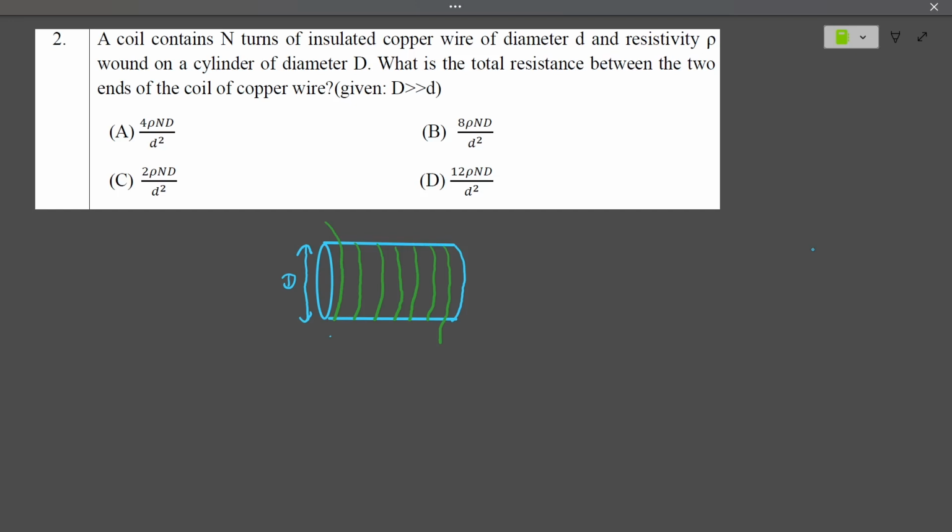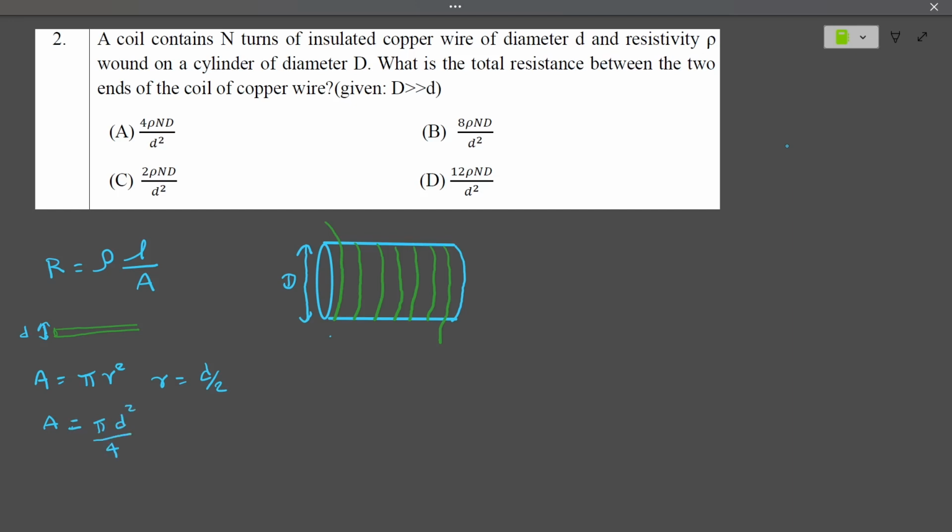We can write the equation for resistance of a wire: R equals ρL divided by A. Here L is the length, A is the cross-sectional area of the wire. To find the resistance, we have to know L and A. Cross-sectional area of the wire equals πr squared. We know the radius r equals diameter divided by 2. Then we can write the cross-sectional area as πd squared divided by 4.